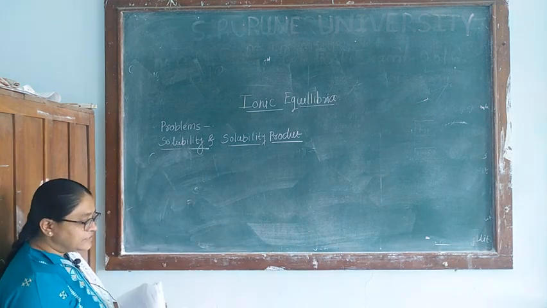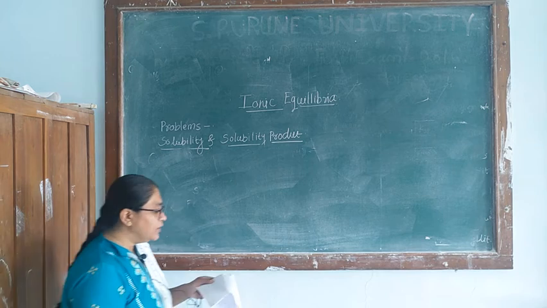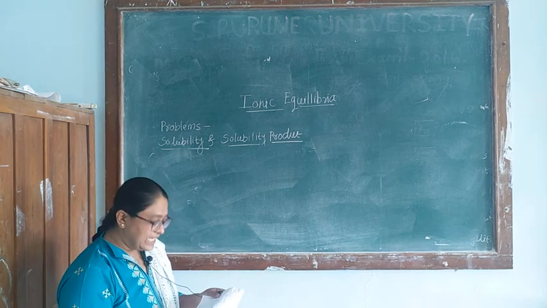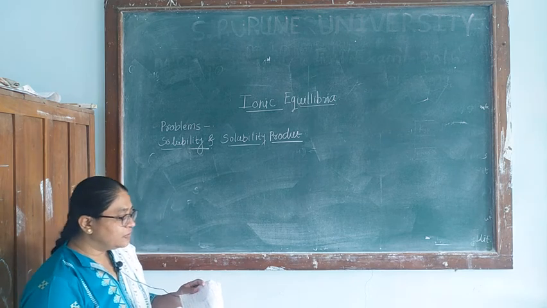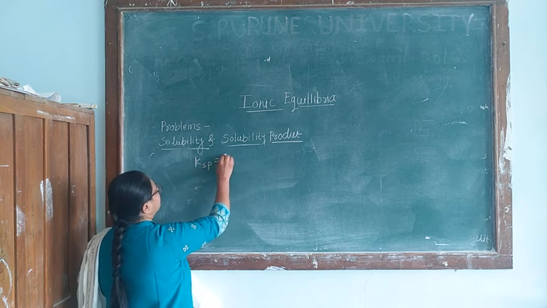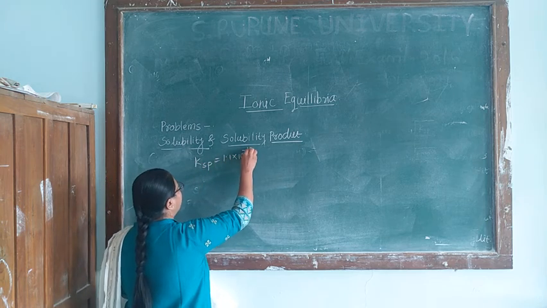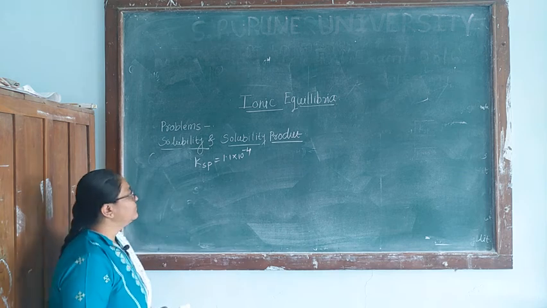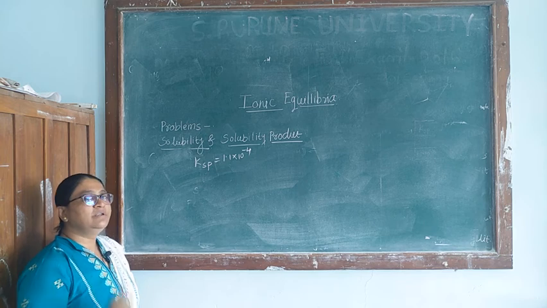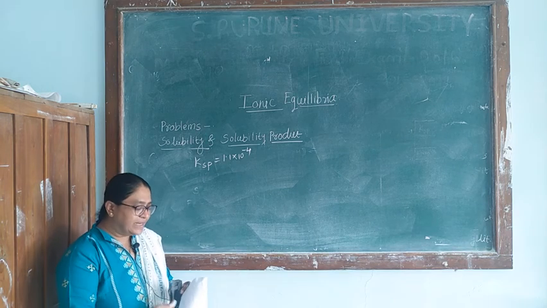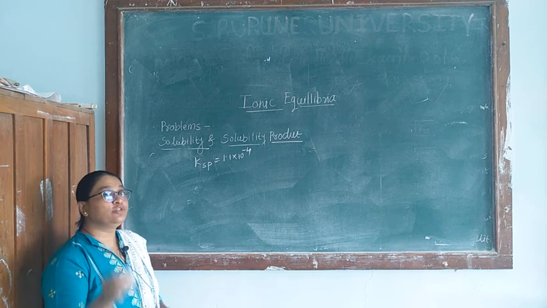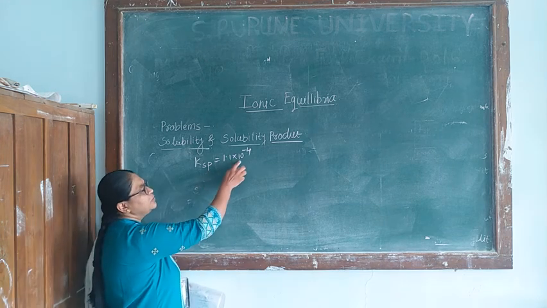Calculate the amount of silver chloride that would dissolve in 1 liter of boiling water if its solubility product is 1.1 into 10 to the power minus 4. See, we have been given the solubility product 1.1 into 10 to the power minus 4. Now, this figure is different from before. In the first problem, we had seen the solubility product for silver chloride, and that was very small. The value was 1.56 into 10 to the power minus 10. This is 1.1 into 10 to the power minus 4.